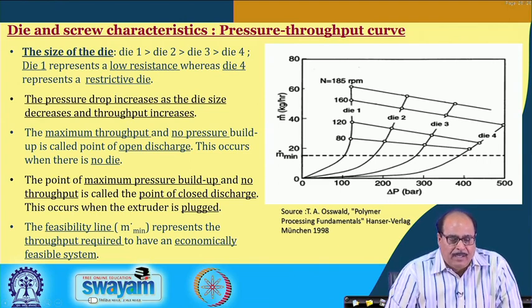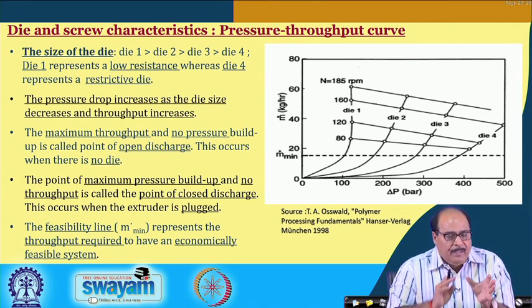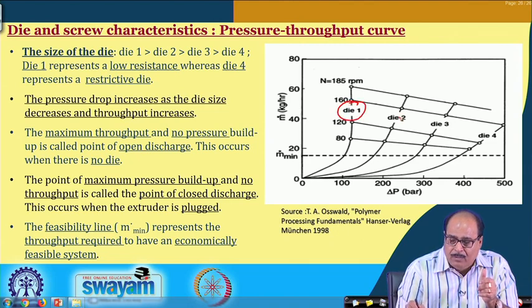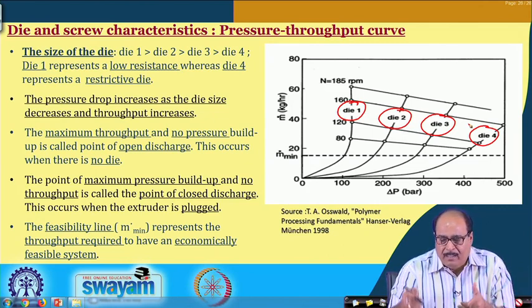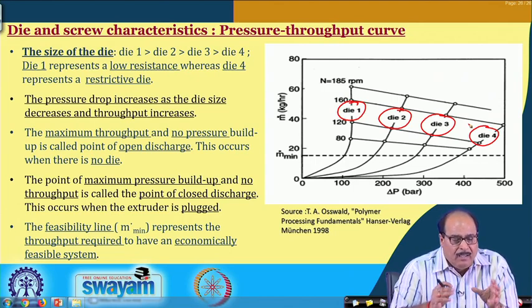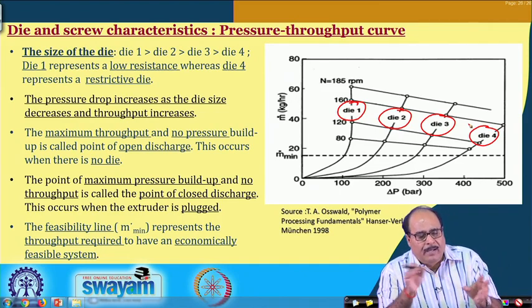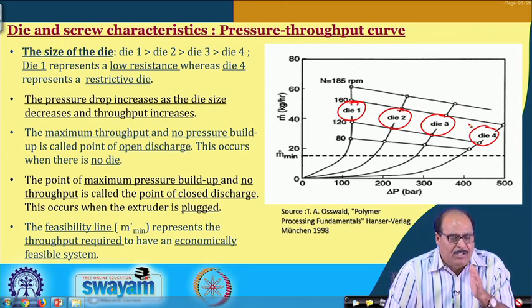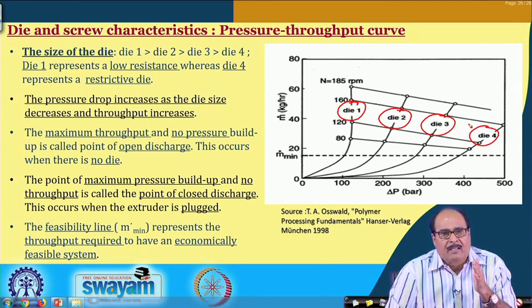Then die and screw characteristics, again the pressure throughput curve, particularly the size of the die. In this figure you can see there are 4 dies: die 1, 2, 3 and 4. Die 1 is the largest size and die 4 is the smallest size. Obviously, since the larger die size is more opening, it represents a low resistance, whereas when the die size is small, it represents more resistance, or a restrictive die. So, the pressure drop increases as the die size decreases and the throughput decreases.